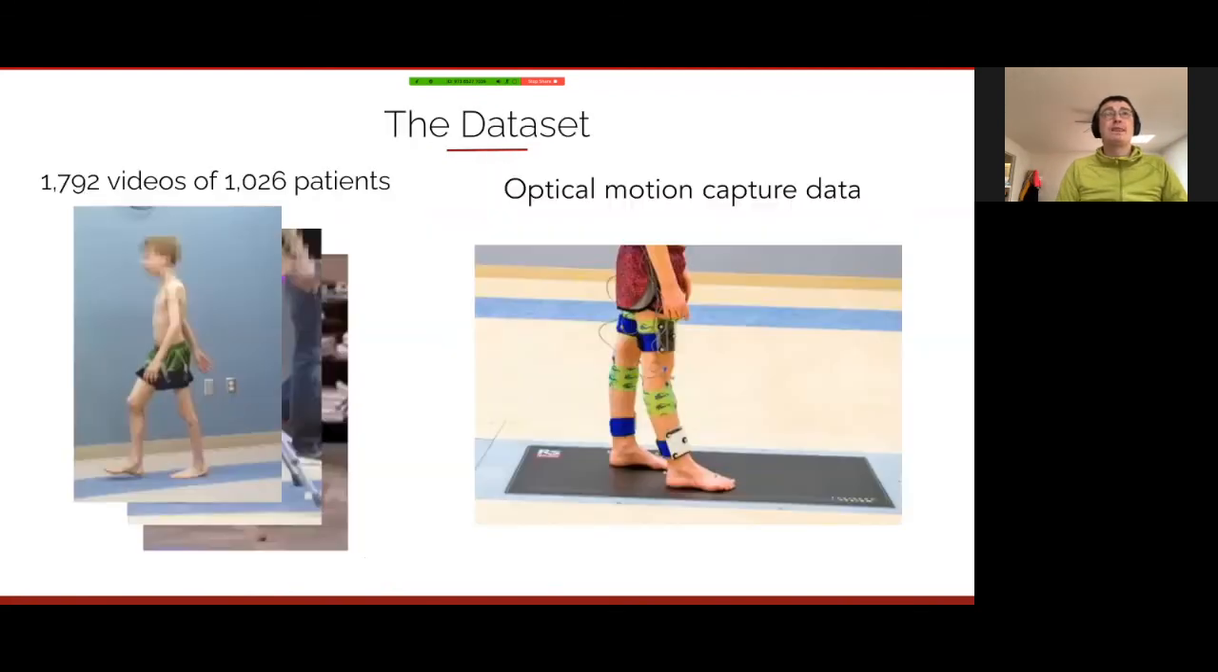So for the downstream analysis, we need a data set to train our machine learning model on. For that, we got 1,800 videos from Gillette Children's Hospital of subjects walking from right to left and left to right, and we had optical motion capture associated with each trial. So we also got ground truth for every trial that we wanted to predict from the video.